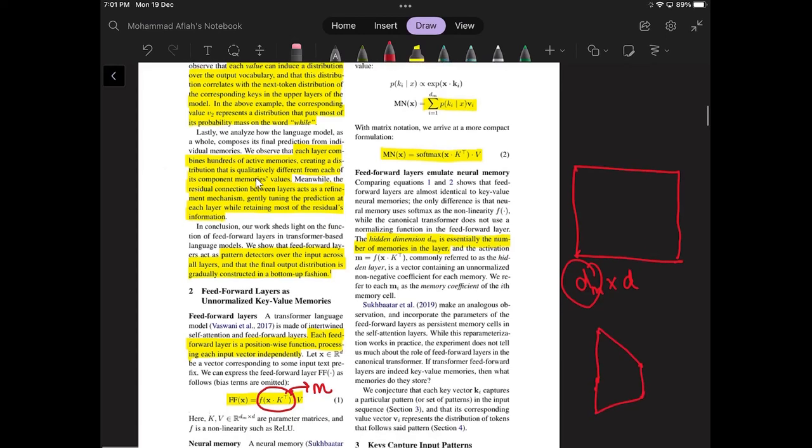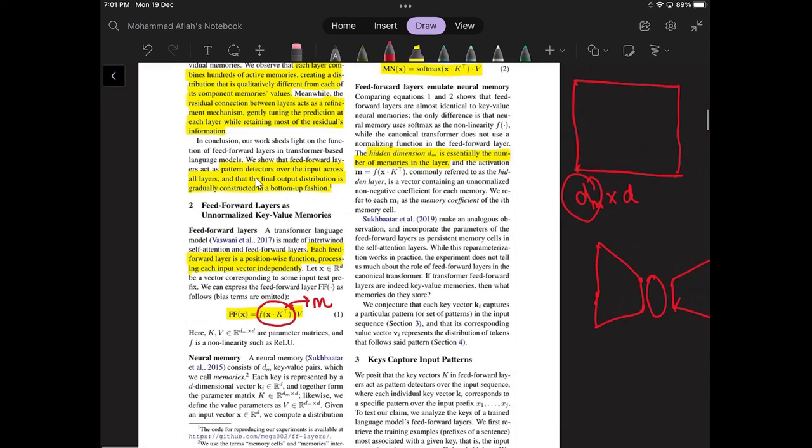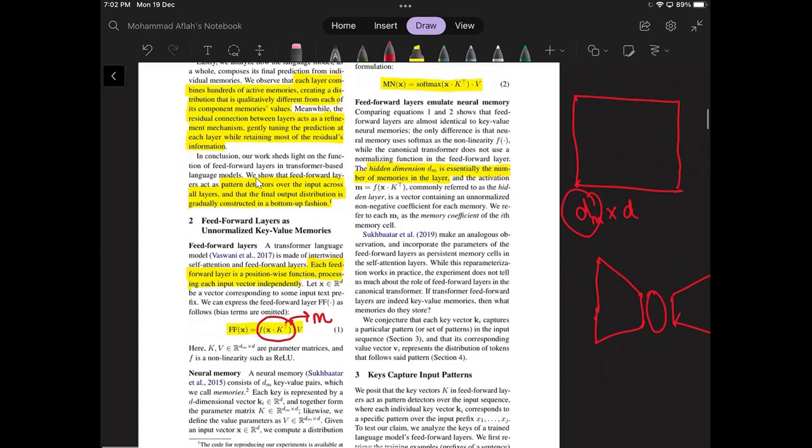First you go into a hidden dimensional space, and then you go out of that. So this part is known as the hidden layer. And if you compare it to a neural memory, it is similar to a vector containing an unnormalized non-negative coefficient for each memory, because you'll have one coefficient for each of the dm memory vectors, and we refer to each mi as a memory coefficient for the ith memory cell. So I believe so far it should be pretty clear if I'm doing a good job explaining it.